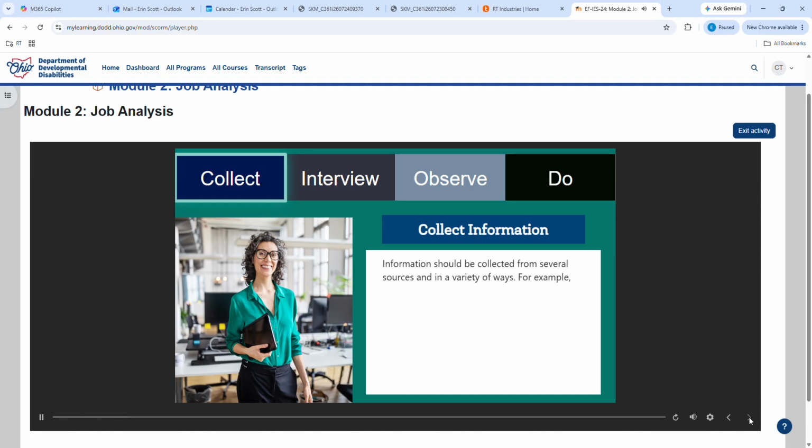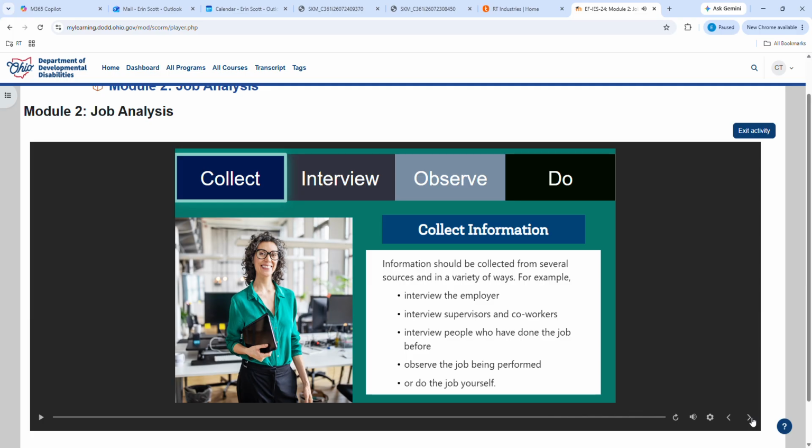Information should be collected from several sources and in a variety of ways. For example, interview the employer, interview supervisors and coworkers, interview people who have done the job before, observe the job being performed, or do the job yourself.